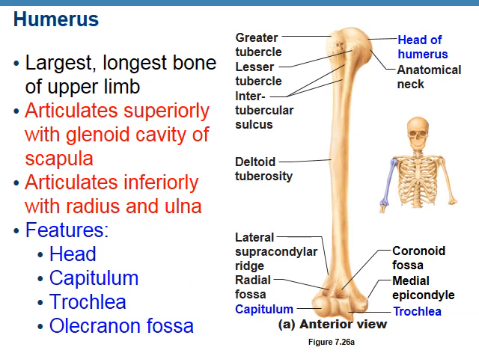Maybe I should erase that. Here's the rounded knob, which is the capitulum. And this is the trochlea. Kind of makes this weird shape. The olecranon fossa, we're going to have to look at the back side to view.